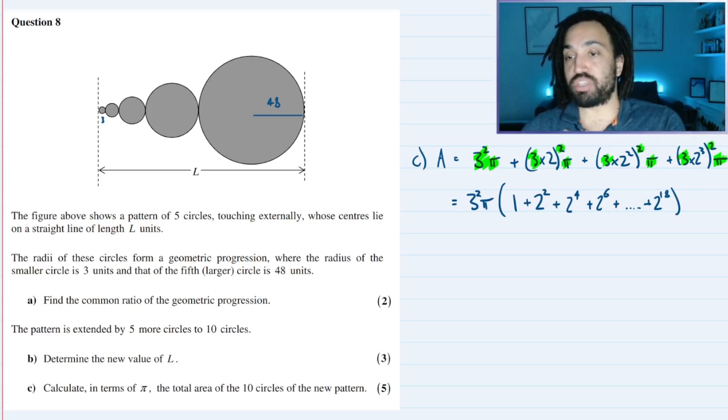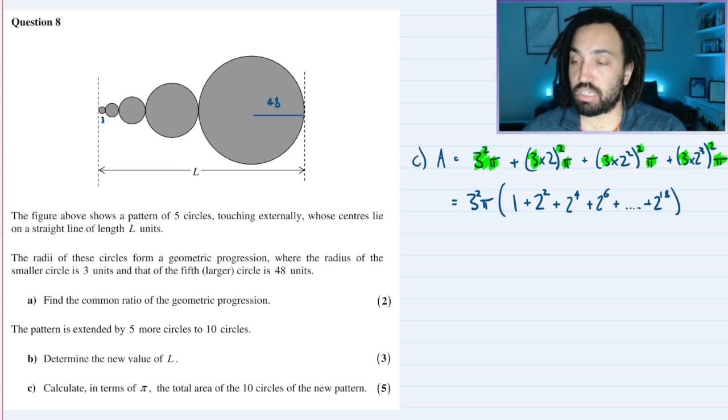Yes, because the first one we don't times by 2, and then everyone afterwards we do times by 2. So the last one will be times by 2 9 times, and then obviously you square, so there's 18. Okay, so this is 9 pi, and this is a summation.